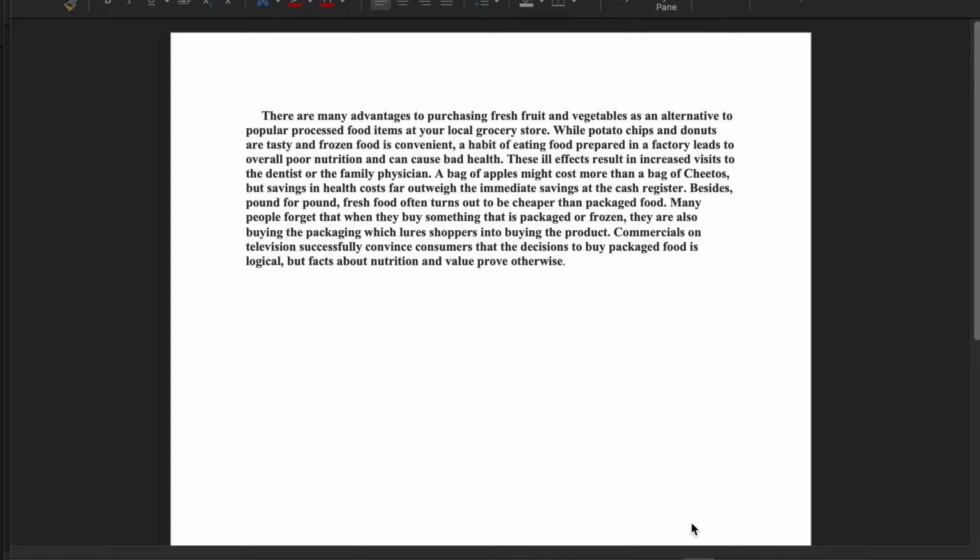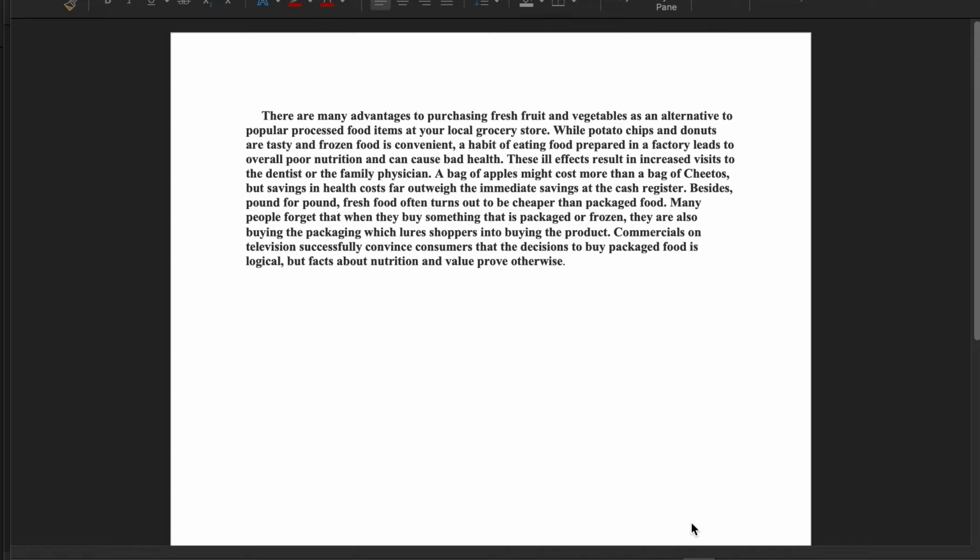There are many advantages to purchasing fresh fruit and vegetables as alternatives to popular processed food items at your local grocery store. While potato chips and donuts are tasty and frozen food is convenient, a habit of eating food prepared in a factory leads to overall poor nutrition and can cause bad health. These ill effects result in increased visits to the dentist or the family physician. A bag of apples might cost more than a bag of Cheetos, but savings in health costs far outweigh the immediate savings at the cash register.